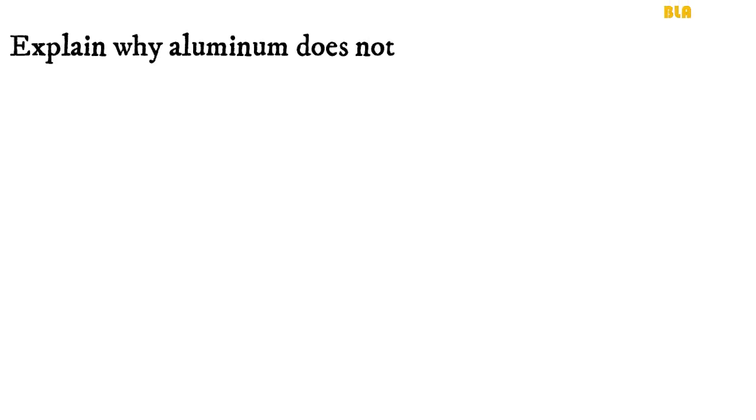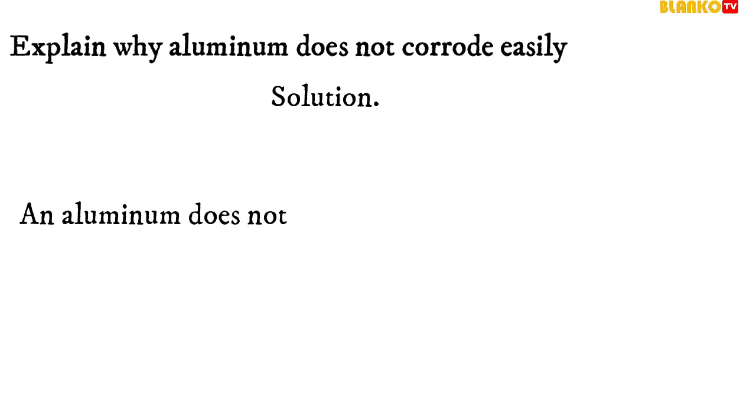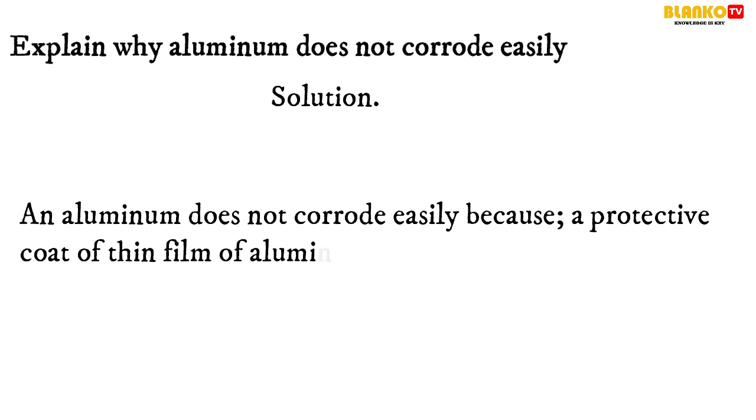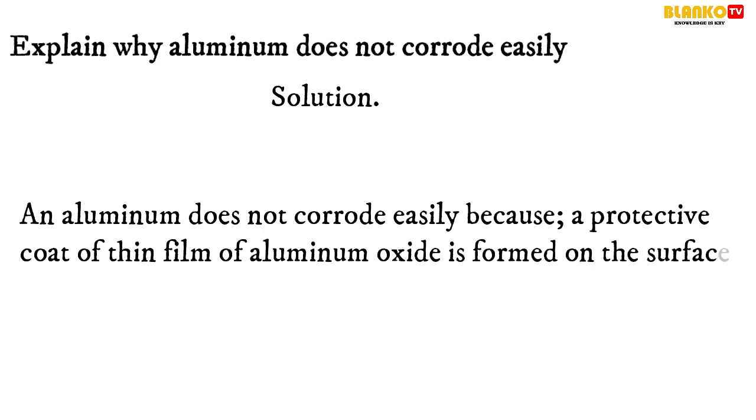Explain why aluminium does not corrode easily. Solution. Aluminium does not corrode easily because a protective coat of thin film of aluminium oxide is formed on the surface of the metal when exposed.